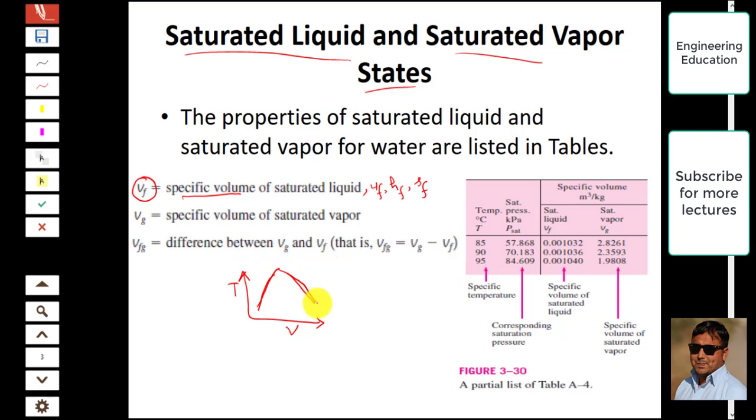And this is the saturated vapor line, and all properties represented by this line will be denoted by vg, ug, the specific internal energy of the saturated vapor, hg, the specific enthalpy of the saturated vapor, and sg, the specific entropy of the saturated vapor. So the state at the saturated liquid line is called the saturated liquid state, and the state of the steam at the saturated vapor line is called the saturated vapor state.